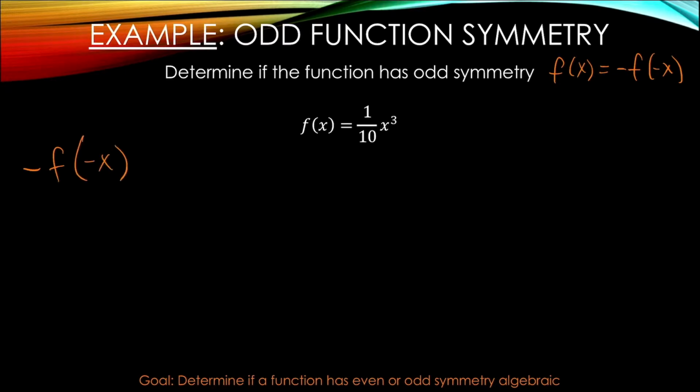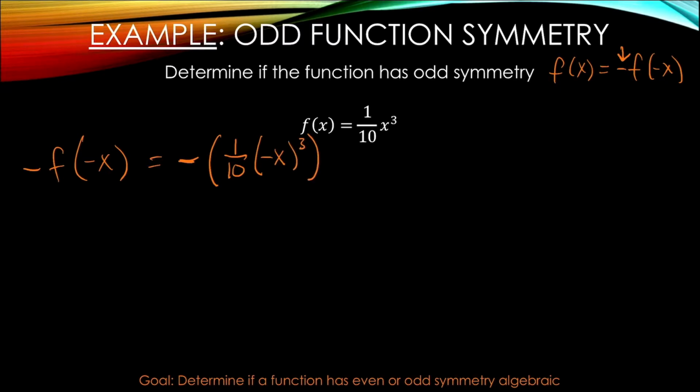The first thing I'm going to put in here is a negative, and that's showing this negative right here, that negative f. Now we're going to do f of negative x. So anywhere I see an x, I'm going to replace it with a negative x. So I have 1/10 negative x to the third power.